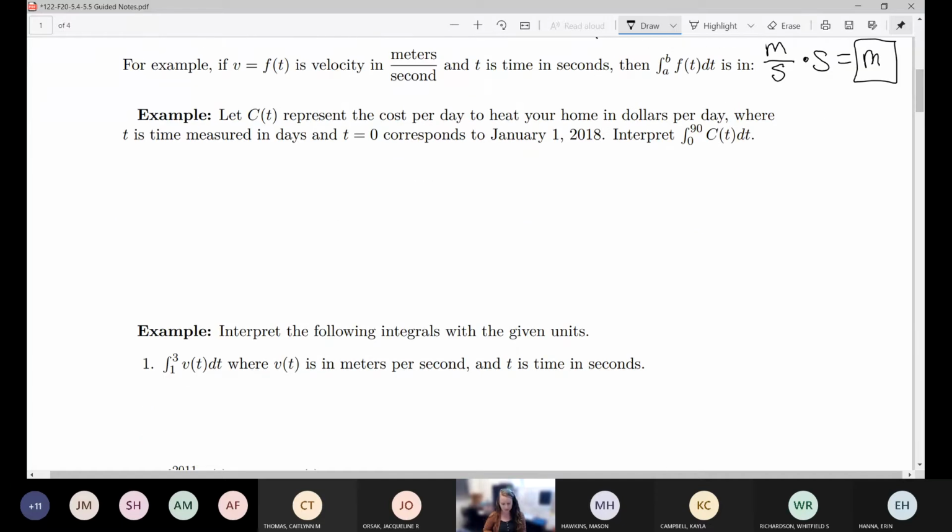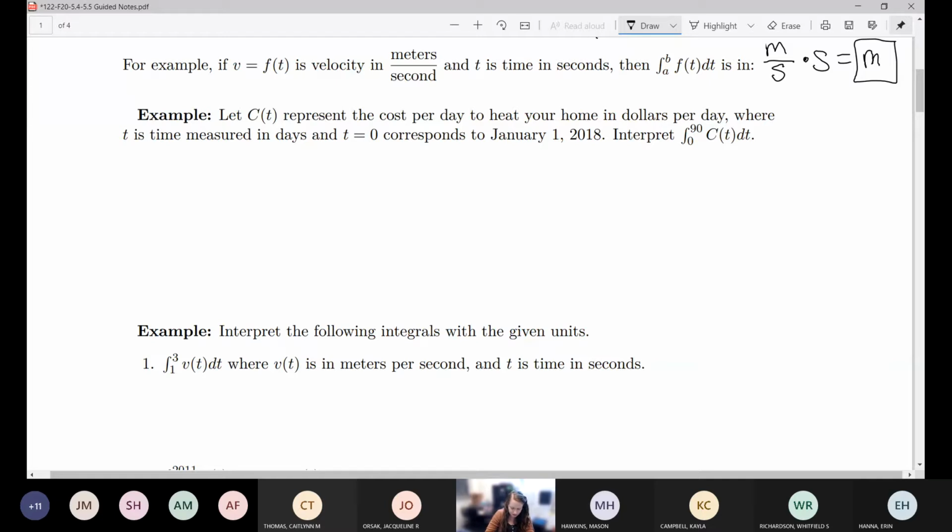I misread that. Anyway, so let C of t represent the cost per day to heat your home in dollars per day, where t is time measured in days and t equals 0 would correspond to January 1st, 2018. And we want to interpret the integral from 0 to 90 of C of t dt.